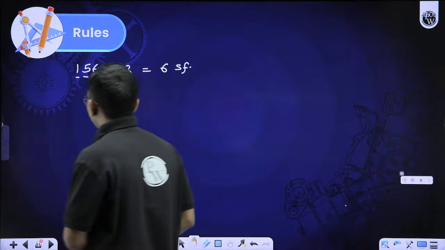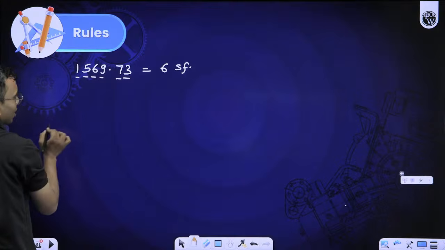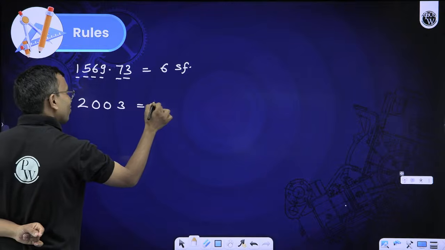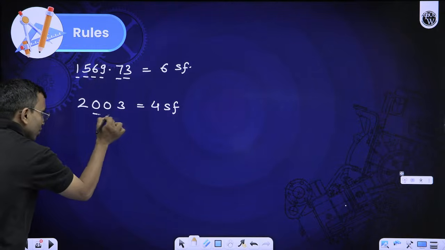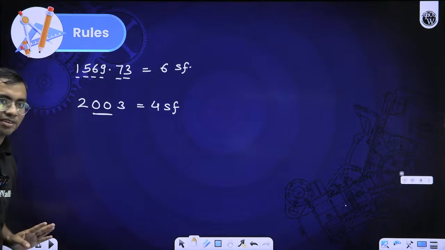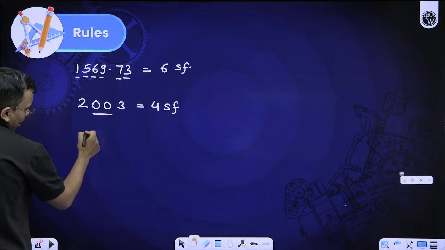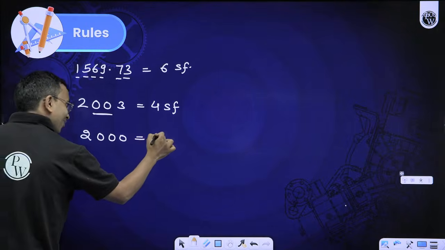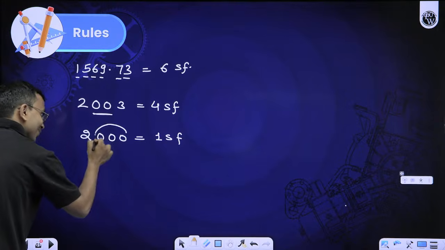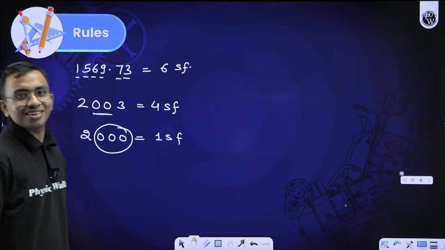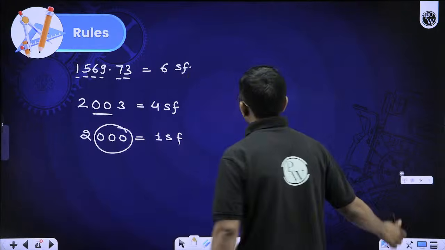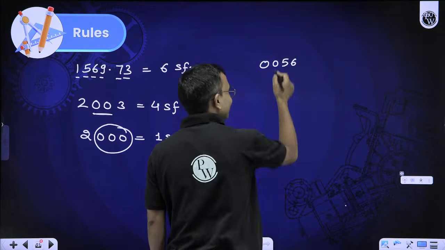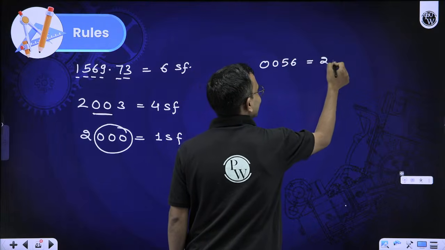Now, with 0, if a number is like 2003, it will have 4 significant figures. If the 0 is between non-zeros, it will be significant. If the number is 2000, then it will have just 1 significant figure. These zeros are not significant. The trailing zeros are not significant. If the number is, let us take 0056, then these zeros are also not significant. Only 2 significant figures.